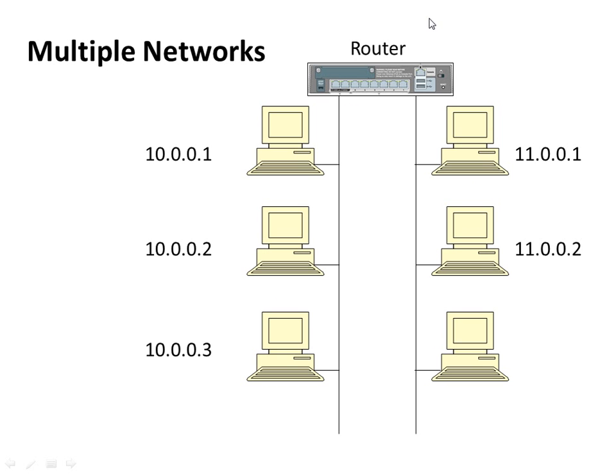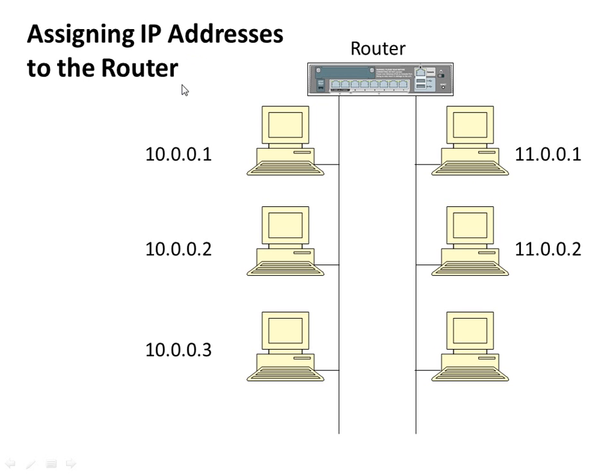Now, one thing I didn't mention was assigning an IP address to the router. A router has two network interface cards in it, and each one gets an IP address. So when we assign an IP address to the router, we have to give one IP address to each network card in the router. So I will give this router the IP address of 10.0.0.1, and I will just change this workstation to .2 and this one to .3. Similarly, I will give this network interface the IP address of 11.0.0.1 and change this to .2. So let me just slide these all up.